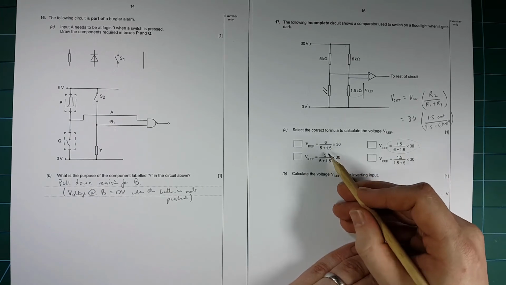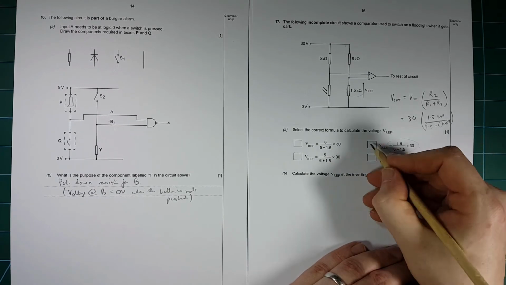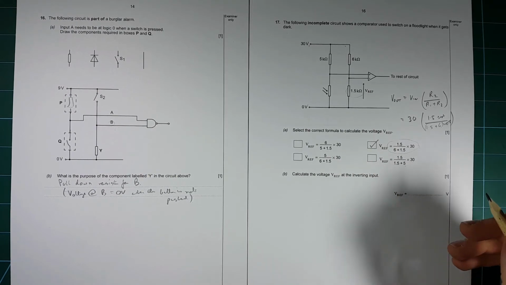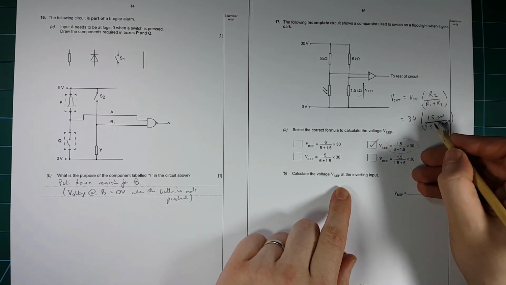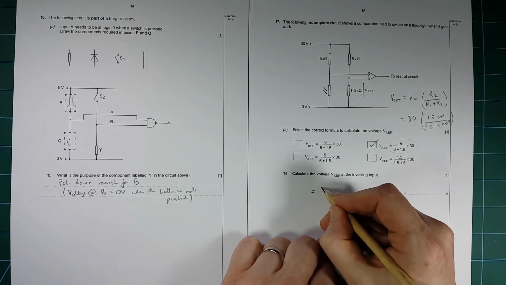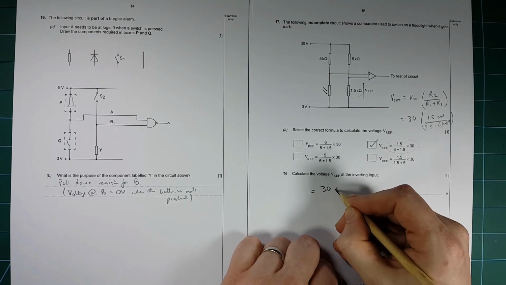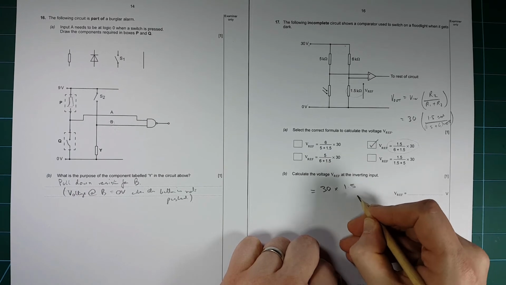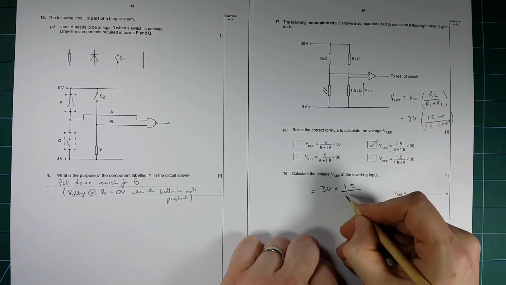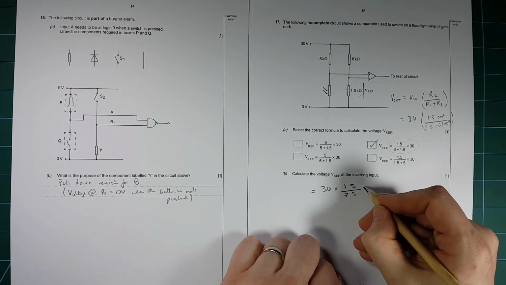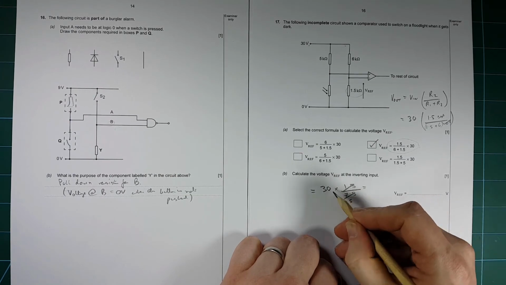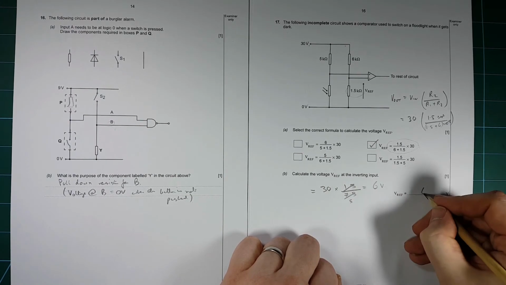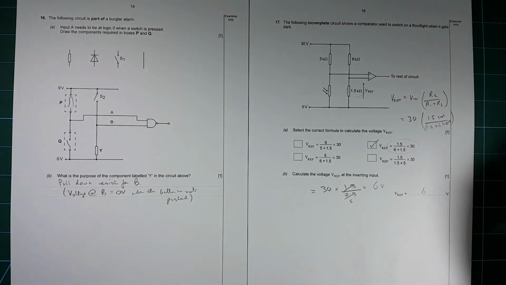Just check that that's wrong, that's wrong, that's wrong. So it's that one there. Calculate the voltage Vref. So we have 30 times by 1.5 divided by 7.5 is equal to, that goes into that 5 times, so that's equal to 6 volts.